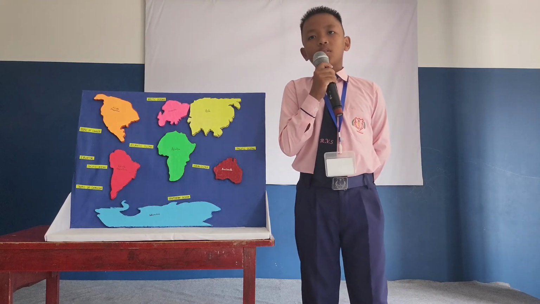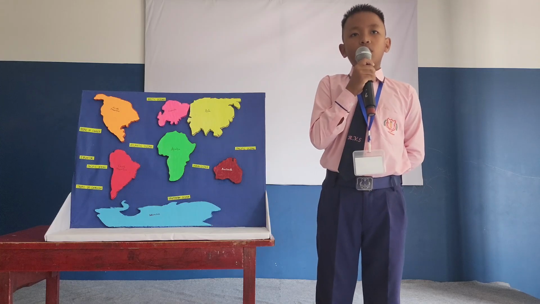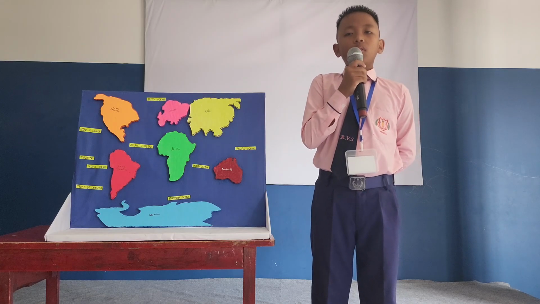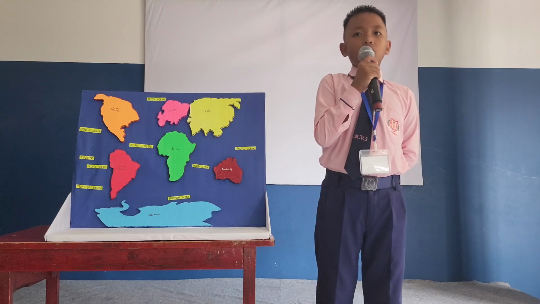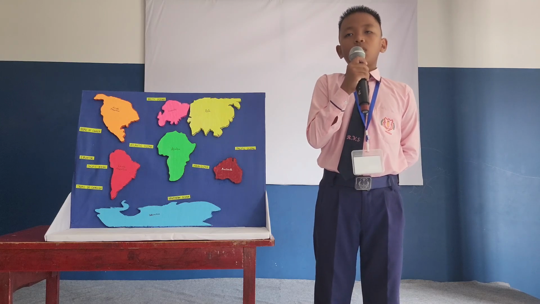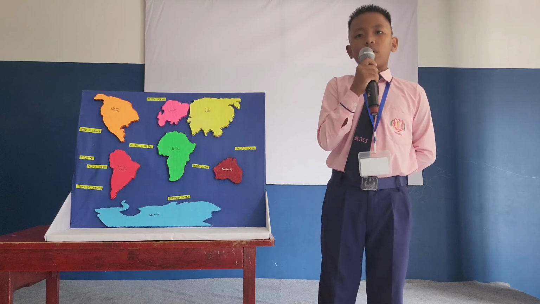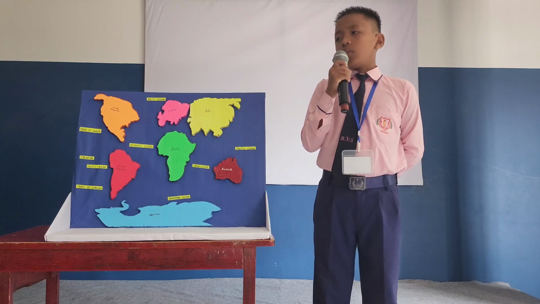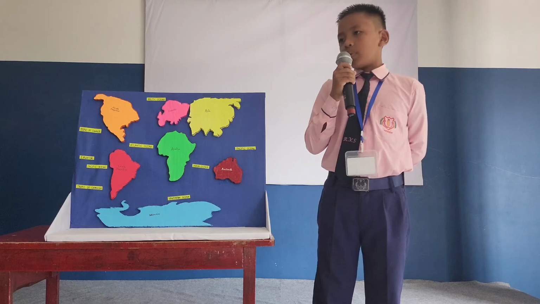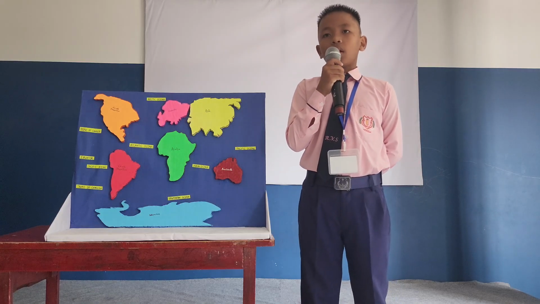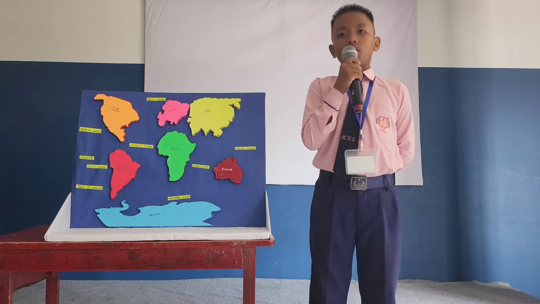North America. North America is the third largest continent in the world. It is in the western and the northern hemisphere. It is surrounded by ocean on three sides: the Pacific Ocean, the Atlantic Ocean, and the Arctic Ocean.